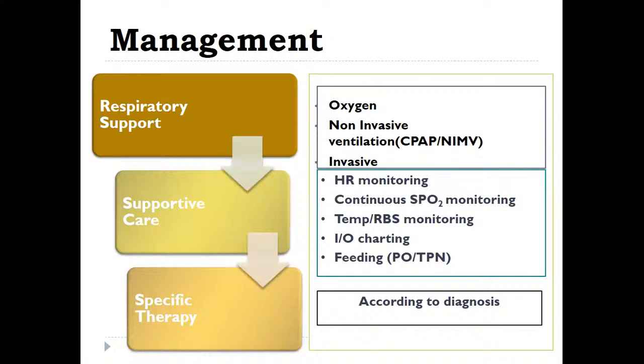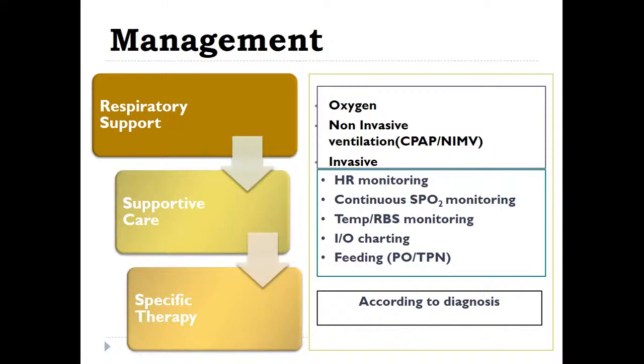In management, we need to provide respiratory support in the form of oxygen, NIV or CPAP, or invasive mechanical ventilation, along with monitoring the heart rate and perfusion. We monitor the sugars, temperature, and saturation, and feeding should be initiated as early as possible because the absence of enteral nutrition can lead to translocation of bacteria from the gut, which can lead to more sepsis. If enteral feeding is not possible, total parenteral nutrition should be given, because a baby coping with respiratory distress needs adequate calories, proteins, calcium, and other minerals.